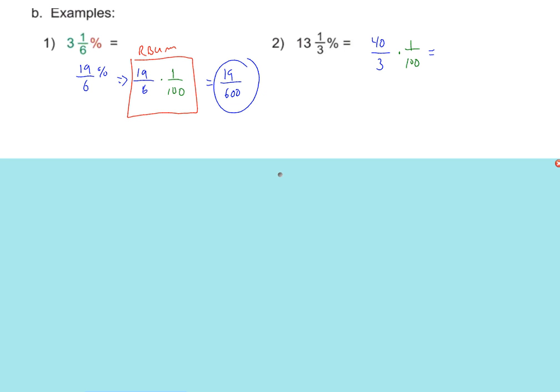All right, 40. 4 times, oh, let's do the tens. That's quicker. What am I thinking here? Do the zeros there, right? 10 there and a 10 there. A 4 is a 2 times 2, and a 10 is a 2 times 5. Let's divide out those 2's. And where are we at? 2 times 1 on the top is 2. 3 times 5 on the bottom is 15. And we have 2 15ths. And what is 13 1/3%? It is 2 15ths.